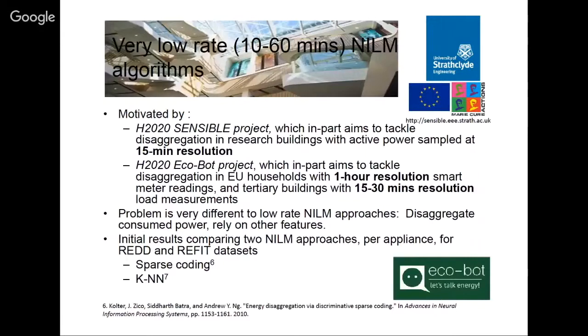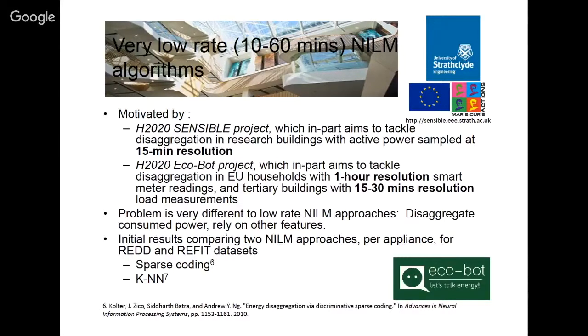We've been more recently challenged to work on very low data rates because many smart meters around in Europe measure up to 10 seconds, 10 minutes, 15 minutes, up to an hour. That's the data that we have to work with. So that was part of 2 projects we've been involved in, the Sensible and the EcoBot projects. So you're getting data at 15-minute resolutions in research buildings, or in tertiary buildings, you get 5, 15, 30 minutes resolution up to an hour. So the problem is quite different. You have to work on a different kind of feature here. It's a little bit trickier.